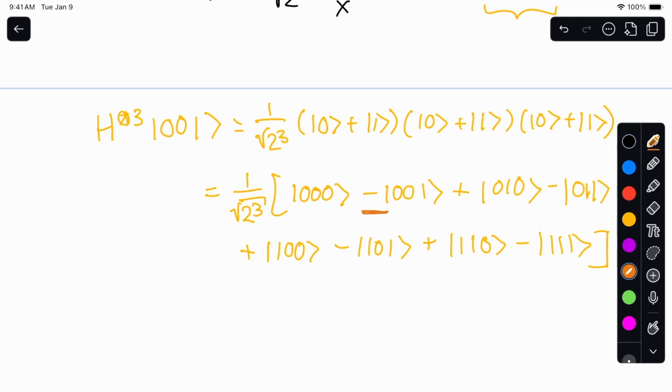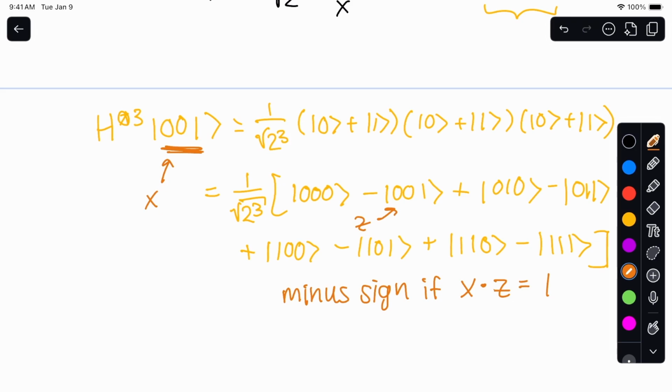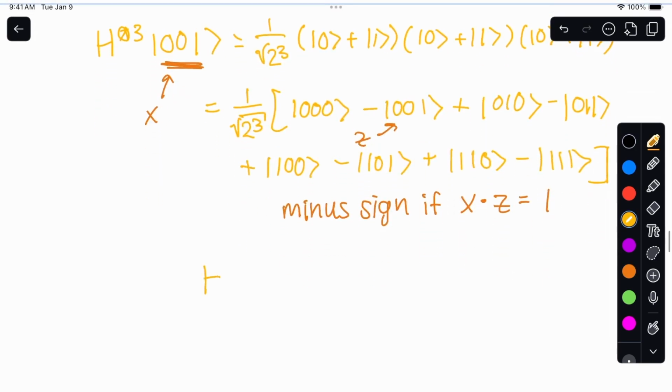One thing that we can see from this is that there's a minus sign out in front if and only if the dot product of 0, 0, 1 with the bit string is 1, and otherwise it's 0. So basically there will be a minus sign if x dot z equals 1, where this is x and one of these is z. So now we can express our Hadamard gate a little more clearly.